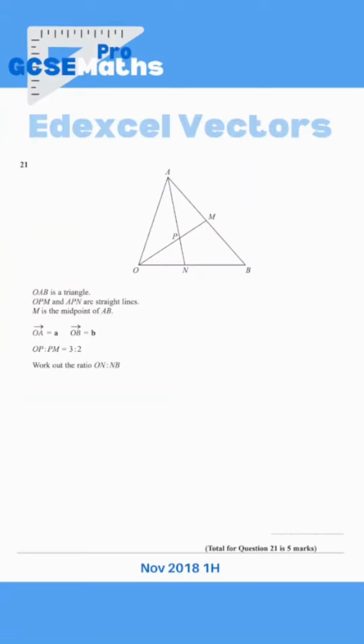Here is one of the hardest Edexcel vectors questions. Do you know how to tackle it? So we've been given a triangle with some straight lines going through it. M is said to be the midpoint of AB, and then we've been told some vectors.